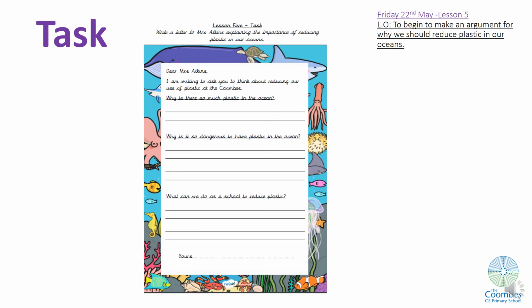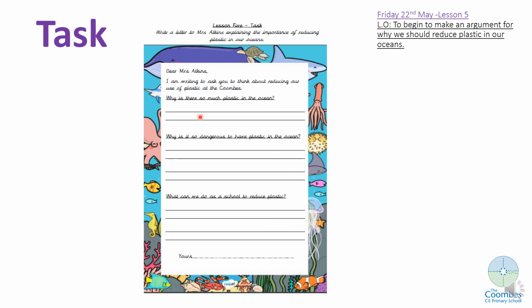Okay, so one of the biggest things that we can do is we can make those lifestyle choices at home, but we can also make a huge impact by reducing plastic in our schools. So here I have made a template for you to write a letter to Mrs. Atkins. Okay, and the letter says, "Dear Mrs. Atkins, I am writing to ask you to think about reducing our use of plastic at the Coombes." And then I've got you 3 questions here where you can write your own thoughts on what we need to do. So the first question is, why is there so much plastic in the ocean?